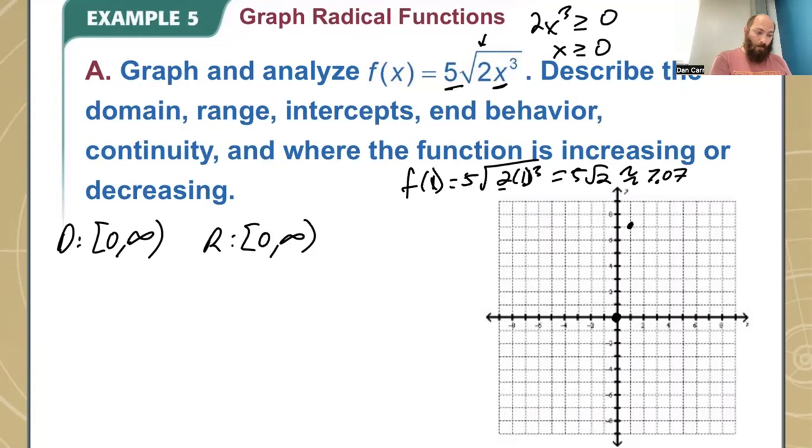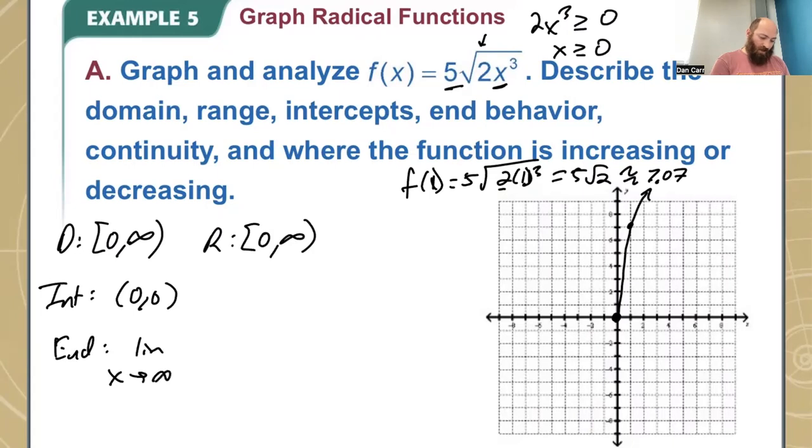If I went on to 2 and put 2 in here, 2 to the third is 8, times 2 is 16, the square root of that is 4, and 4 times 5 is 20. Just to give you a feel, this is growing very quickly. Once we get to 2, we'll go all the way up to 20. I can't quite model that, but we have enough to do everything we need. So my intercept is at the point 0, 0. For my end behavior, we're just going to do the limit as x approaches infinity, because it's not going to go to negative infinity. So as x approaches infinity, f of x is equal to infinity. Okay, continuity.